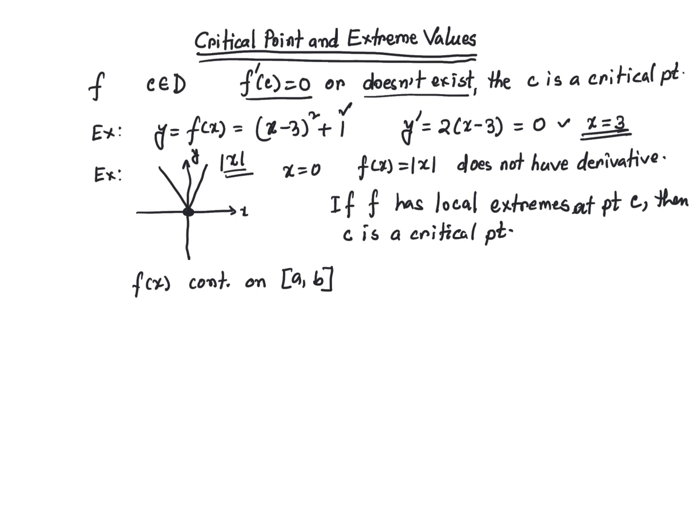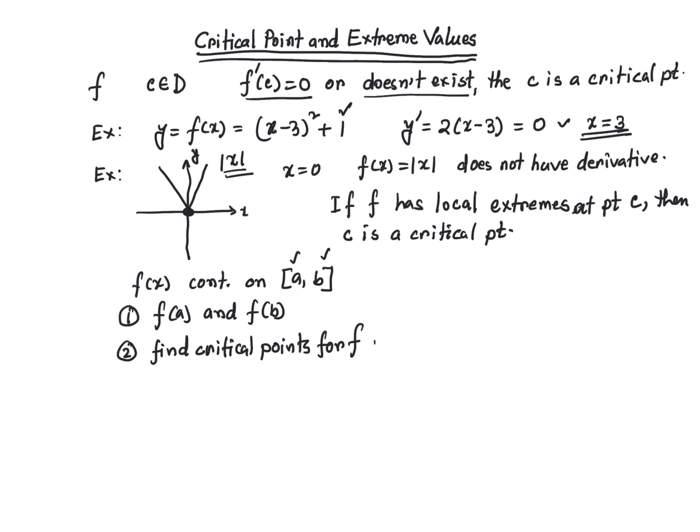So there's step 1: you want to find the values of f of a and f of b. That means at the boundary points, you want to find the values. Number 2, find the critical points for the function f in the interval (a, b). Find the critical values of the function in the interval (a, b).